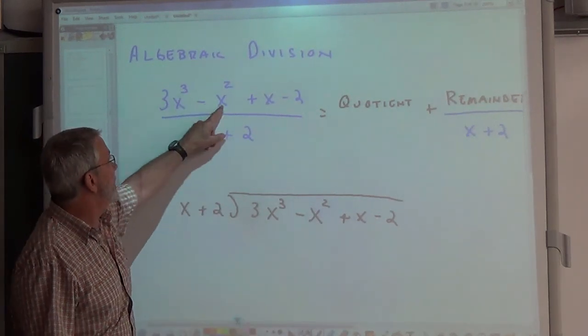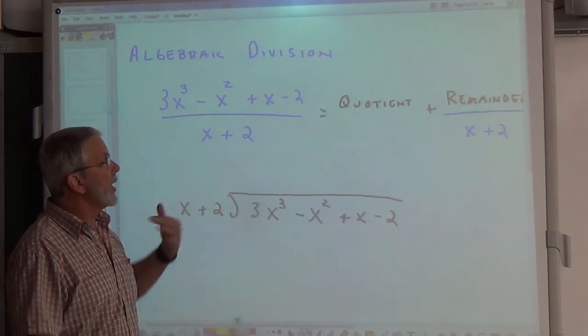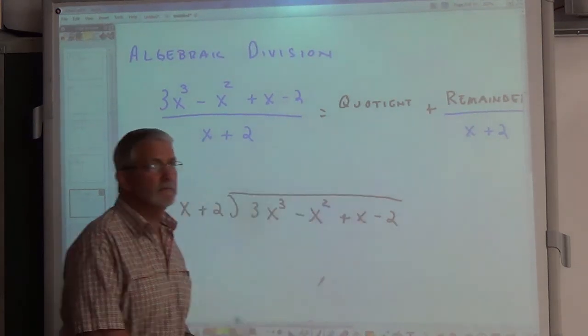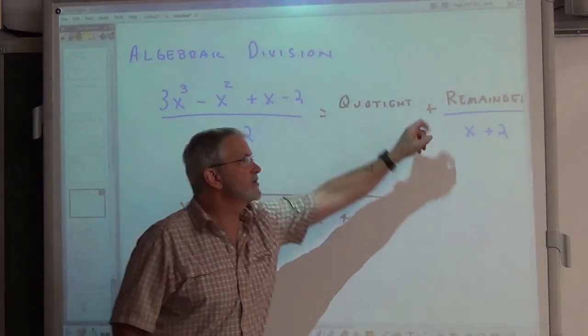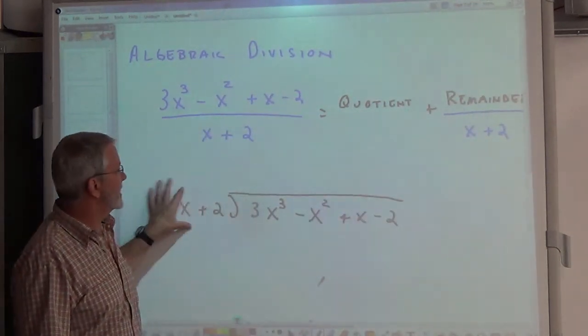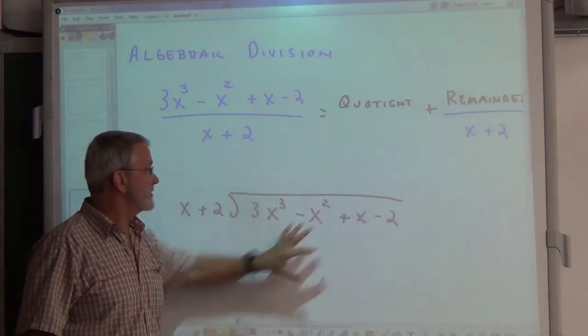I have 3x cubed minus x squared plus x minus 2 divided by x plus 2. And what I'm looking for here, ladies and gentlemen, is the quotient and the remainder. Quotient and remainder. So what I'm going to do is set it up just like I did the 7 divided by 3. I'm going to do the long division.